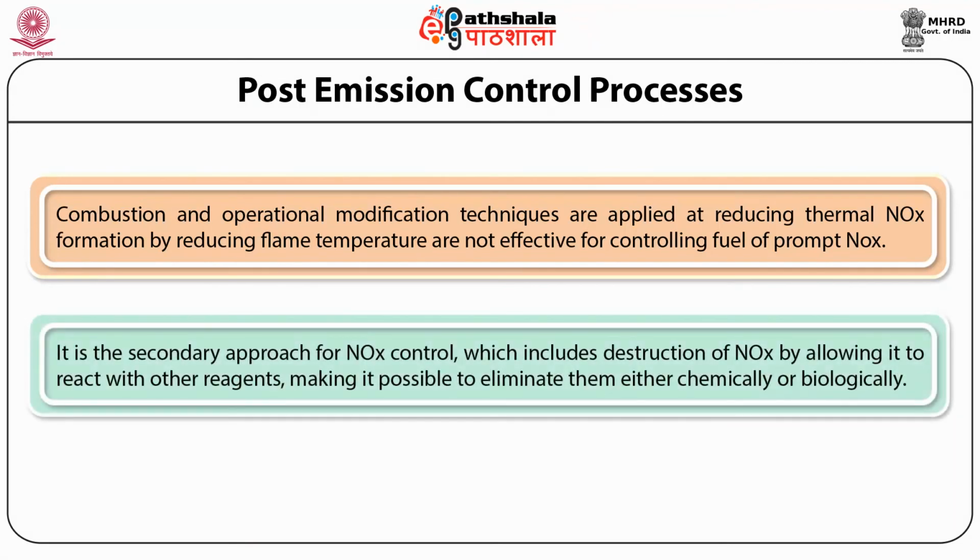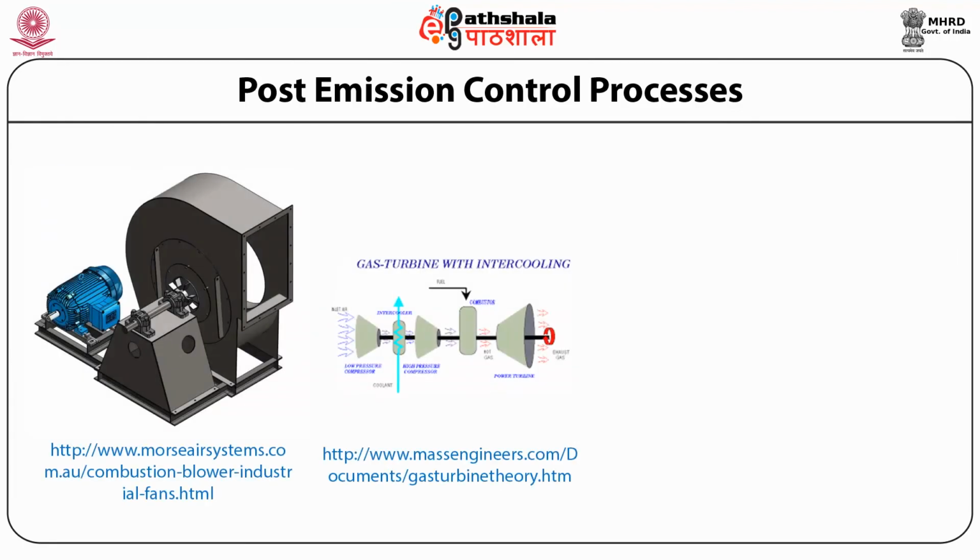It is the secondary approach for NOx control, which includes destruction of NOx by allowing it to react with other reagents, making it possible to eliminate them either chemically or biologically. Here you have the picture of the combustion process used for the control of NOx emission, and the gas turbine intercooling method, that is, the temperature control method to control NOx emission.